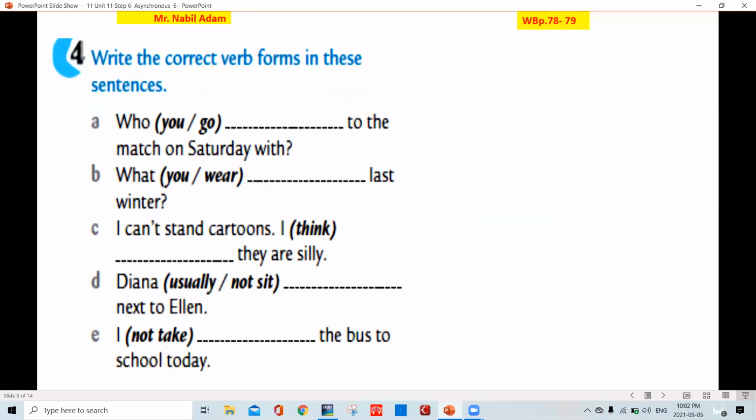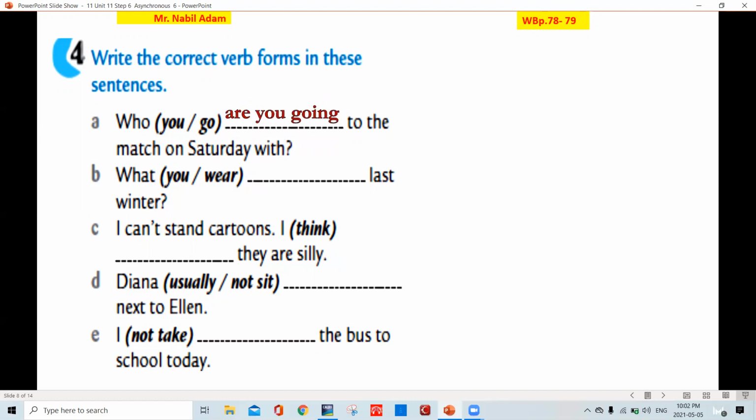Now, exercise number four. Write the correct verb forms in these sentences. مطلوب منك تصحح الأفعال داخل قوسين دي تضعها في الزمن المناسب. You can use the present simple, the past simple, the present continuous, any tense according to some keywords. حسب بعض المفاتيح أو كلمات الدالة في الزمن في الجملة. Who do you go to the match on Saturday with? Who are you going to?